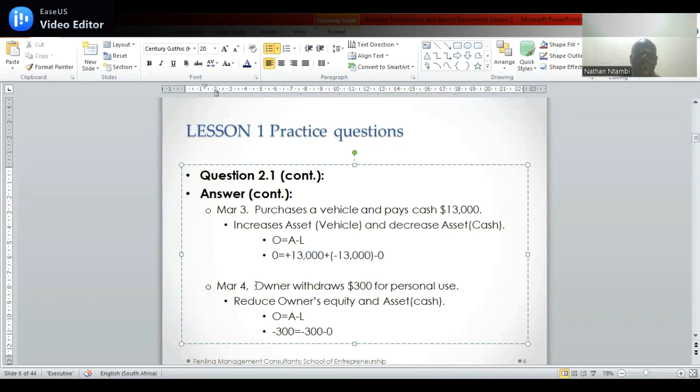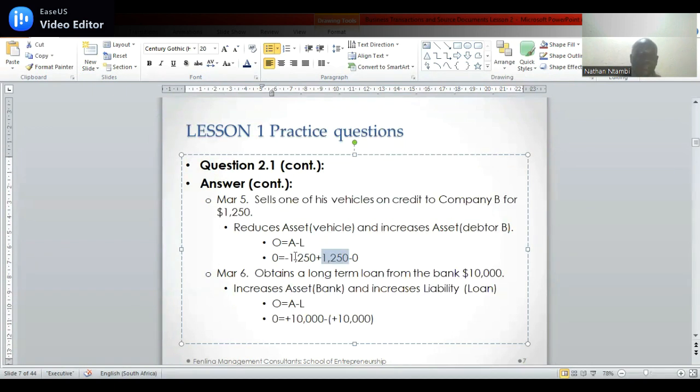March 4, owner withdraws $300 for personal use. This reduces owner's equity and asset cash. By withdrawing, you're reducing owner's equity by minus 300, and you're also reducing cash by 300. March 5, sells one of his vehicles on credit to company B, 1,250. This reduces vehicle by minus 1,250 and then increases debtor by plus 1,250.